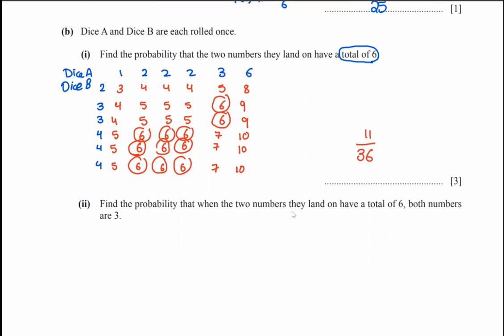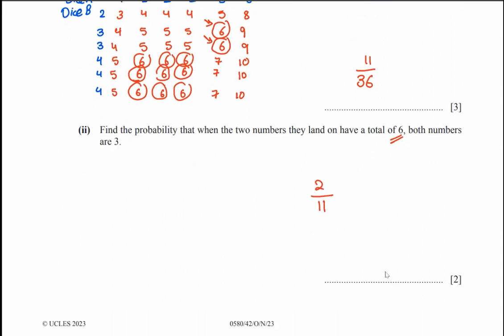Find the probability that when the two numbers they land on have a total of 6, both numbers are 3. So out of these 11 totals of 6, how many times were the two faces 3? Out of these 11, I have only 2 times, where 3 plus 3 equals 6. So 2 over 11.